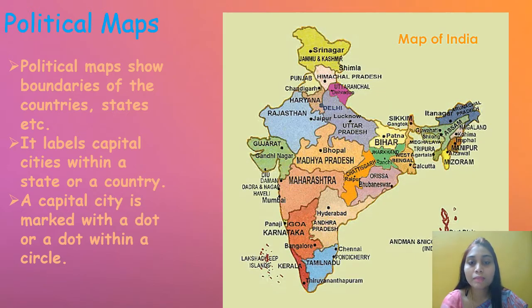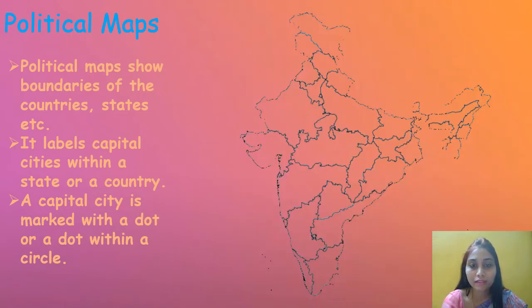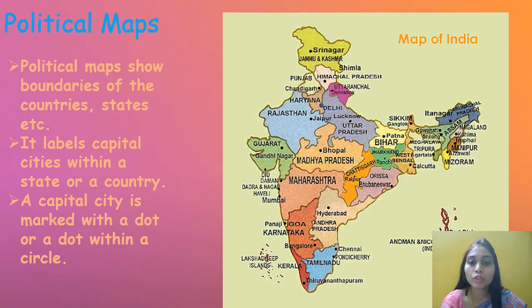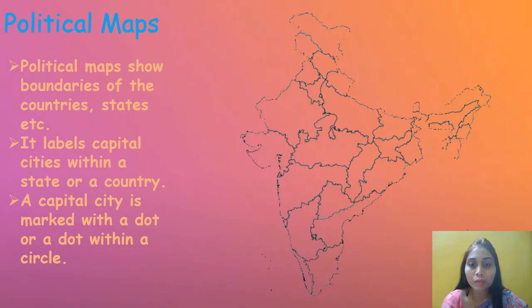So the difference between physical and political maps is that physical maps show the physical features like land and water bodies, whereas political maps show the borders of various states, cities, capitals, etc. These capitals are usually marked with a dot or a dot within a circle.